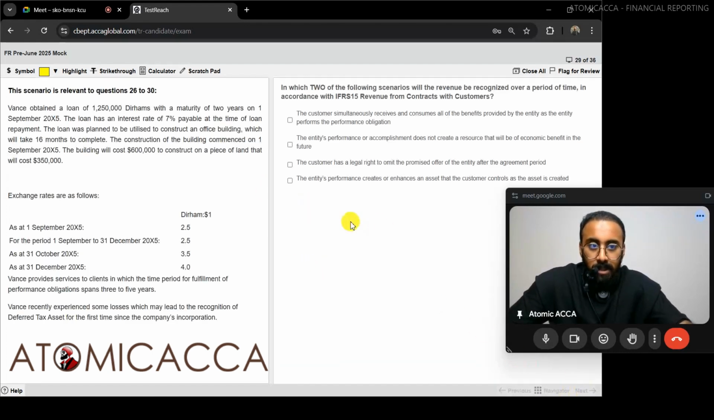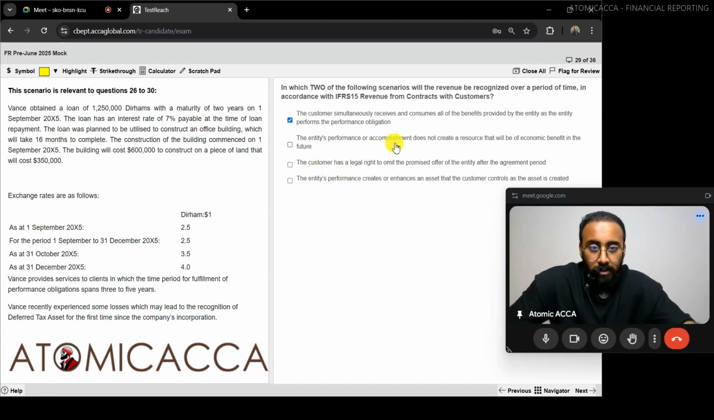So that is done. Next one, in which two of the following scenarios will the revenue be recognized over a period of time in accordance with IFRS 15? Customer simultaneously receives and consumes all of the benefits provided by the entity as the entity performs the performance obligation. That's like a direct statement from IFRS 15. If you have gone through the textbook, you must have seen the statement. So that is done.